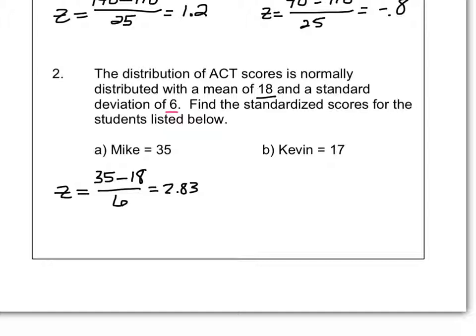Kevin, on the other hand, got a 17. Kevin takes his 17, subtracts the average of 18, and divides by the standard deviation. 17 minus 18 is negative 1, divided by 6 is negative 0.17. Anytime you have a decimal on these, you're always going to want to round to the nearest hundredth, and you'll see why in video 2. So this concludes the first video. The first video talks about the standard normal distribution curve and also how to calculate z-scores.